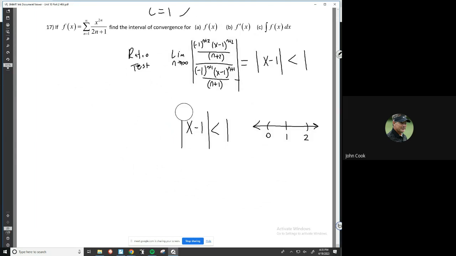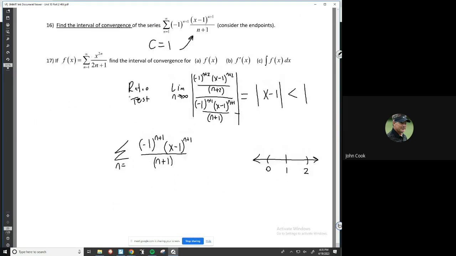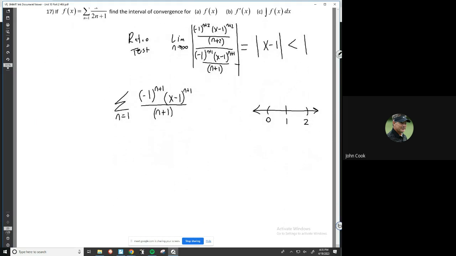And that's when I'm going to look at the original sequence. The original sequence was -1 to the n plus 1, and then x minus 1 to the power of n plus 1, all over n plus 1. And then the series around it looked like this. I think it was n equals, was it 0 or 1? We used 1. Okay, 1 to infinity. So something like this. So we've got to check these endpoints here. So let's check 0 first.